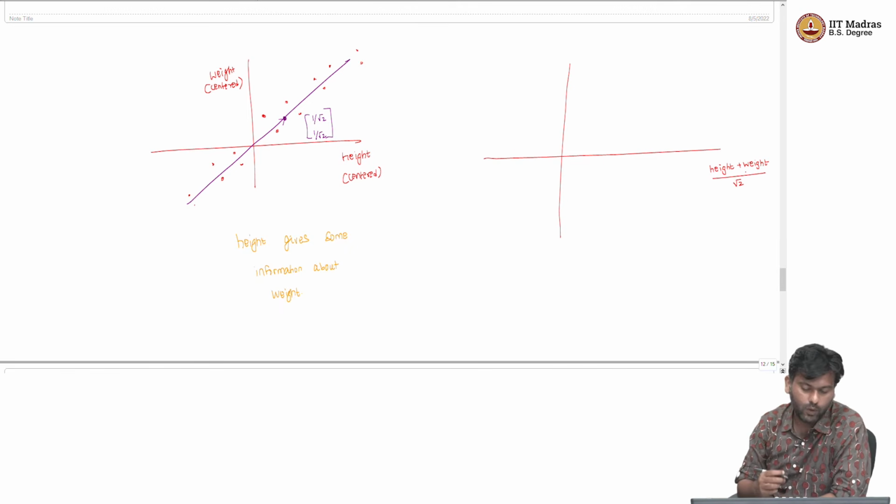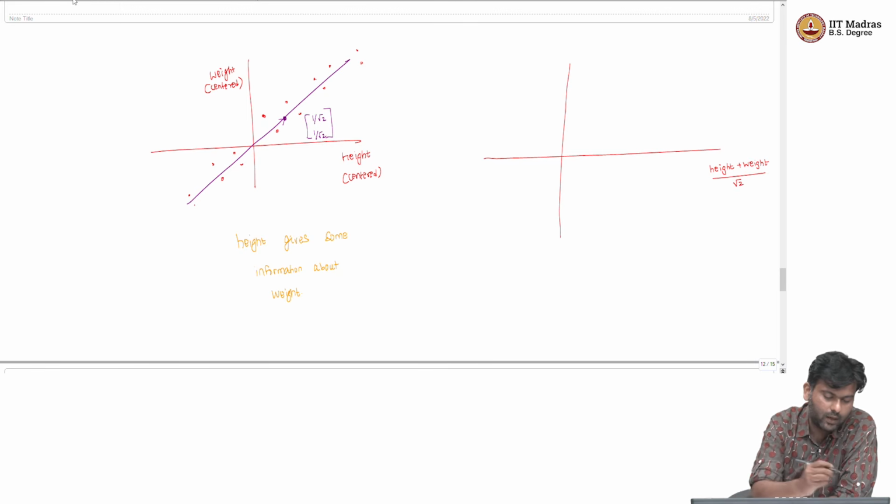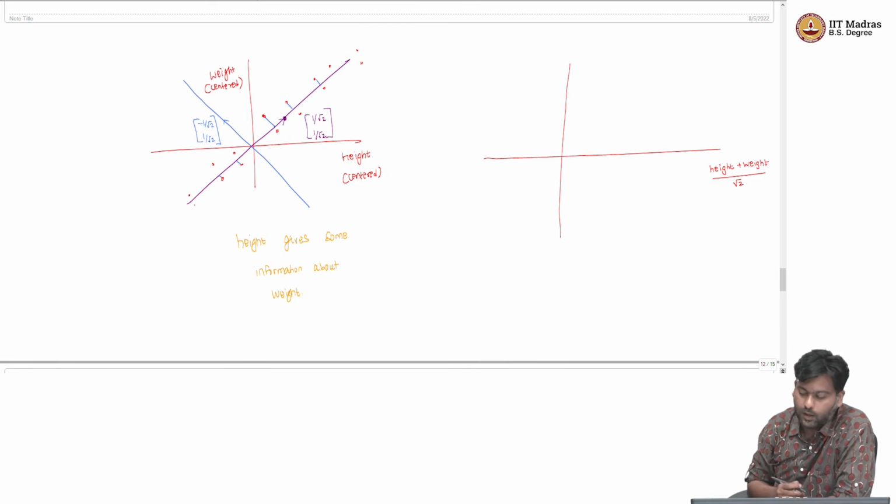Now, for whatever reasons, if I went ahead and found the second line, which would fit the error vectors, it would be along the perpendicular direction, we know that, and that vector would simply be minus 1 1 normalized, that is minus 1 by square root 2, 1 by square root 2. The projection along that axis would be minus height plus weight, or rather weight minus height, by square root 2. It could be height minus weight by square root 2 also. If I think of that vector as 1 by square root 2, minus 1 by square root 2, it doesn't really matter, right. So, it can be either.